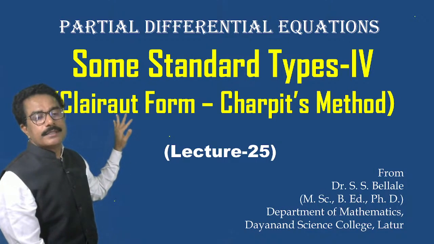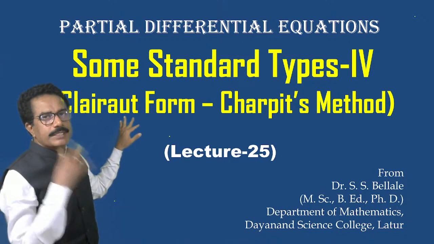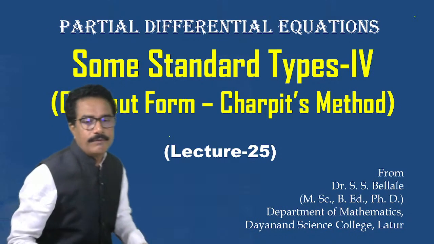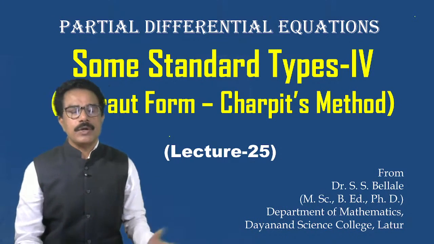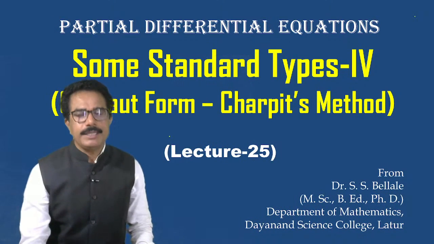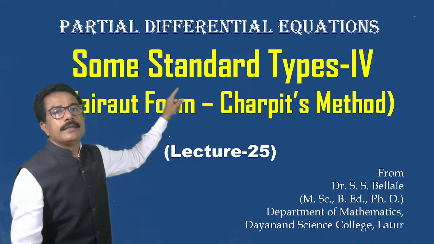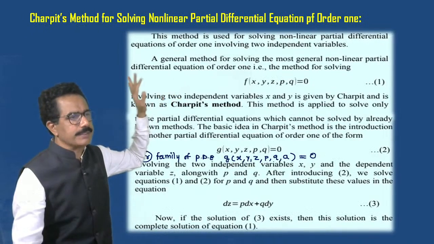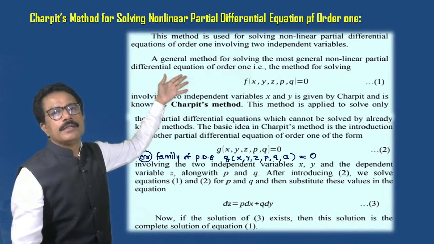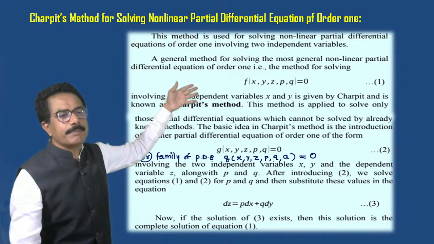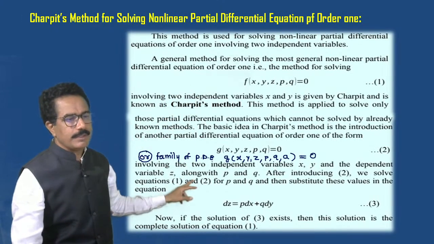This is the particular standard form, number 4, which is represented by the Clairaut form, which is also obtained from Charpit's method. That is a particular type of non-linear partial differential equation. This is the first method. You know that Charpit's method is a famous method which is used to solve non-linear partial differential equations.